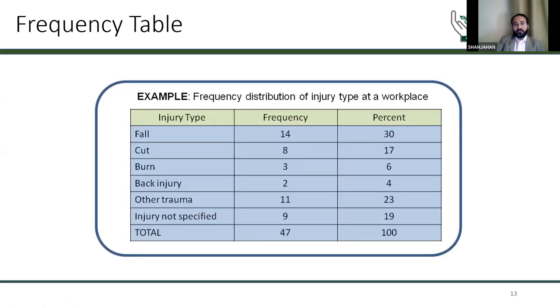Frequency table. In the frequency table, we are using the different frequencies. For example, this is an example of the distribution of injury types at a workplace. If there is an organization and we want to check which types of injury happened in this organization, then if you see the file, 14 injuries of this type happened. Cut, this injury happened eight times. So when we are using this type of data, we use the frequency distribution chart.